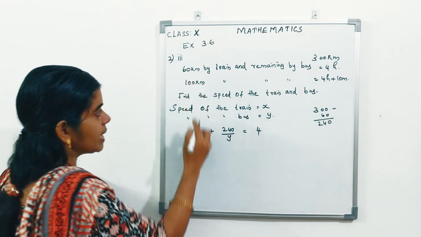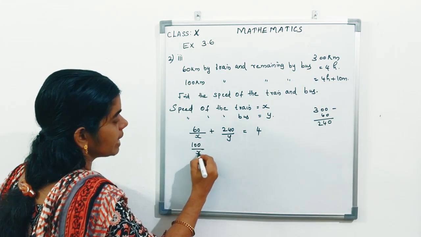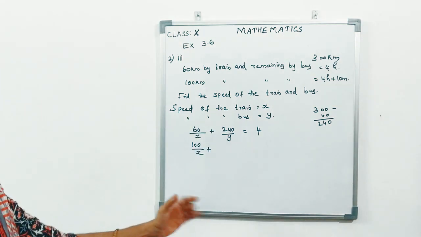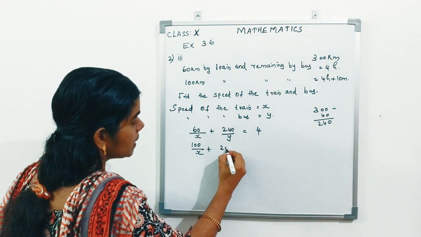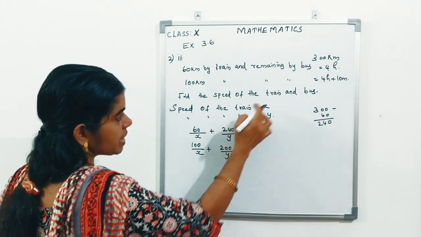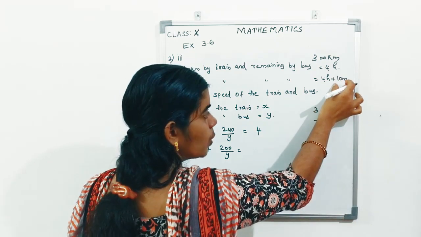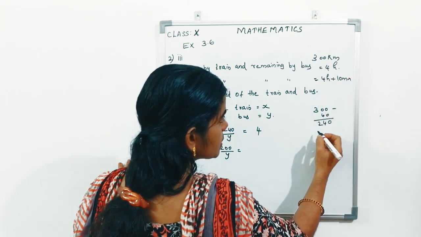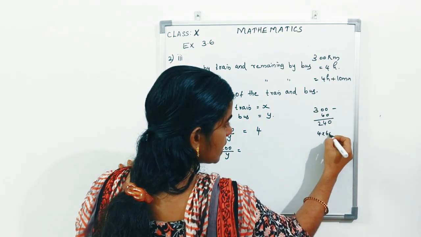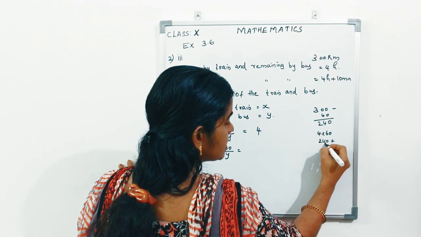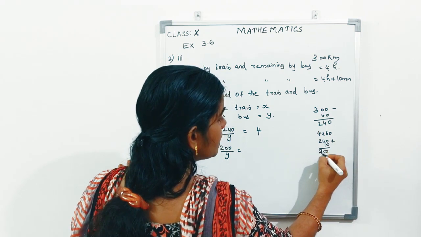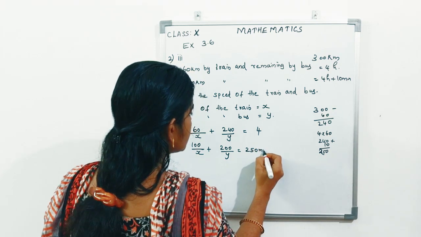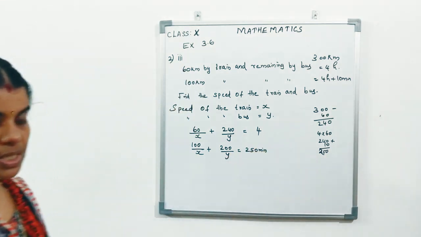Next, 100 kilometers he travels by train. Then 100 by x. The remaining means 300 minus 100, it will be 200 kilometers, so 200 by y. How much time is he taking? 10 minutes more. 4 hours means 4 into 60, that is 240, plus 10 minutes, you will get 250 minutes. This will be our second equation.